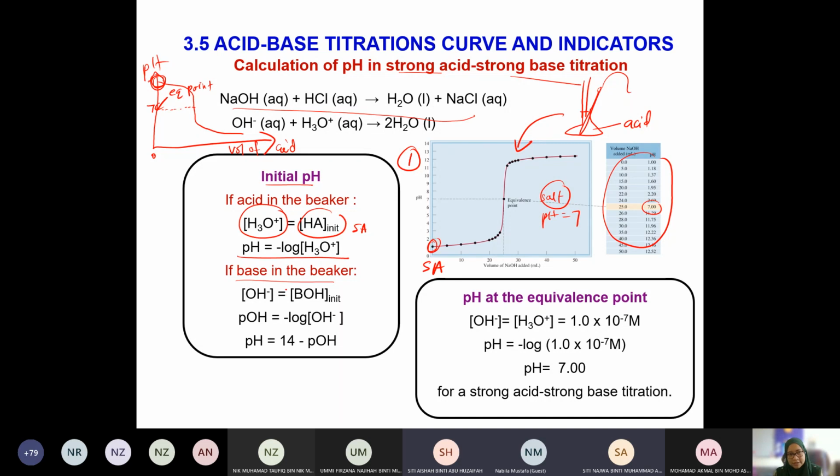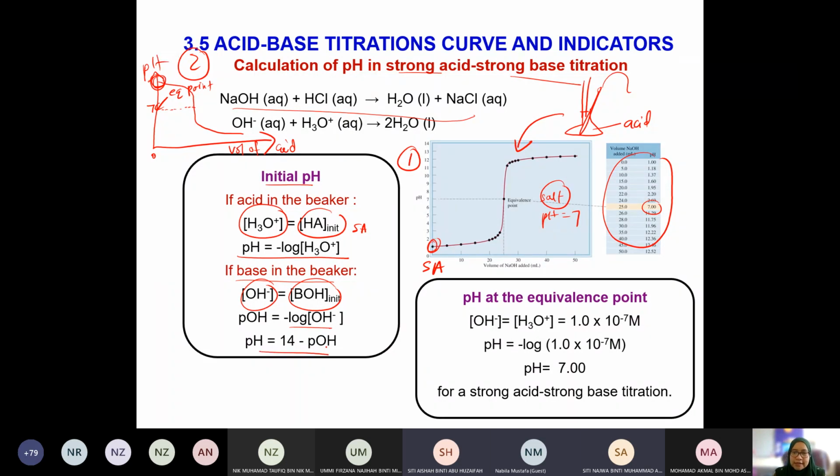Same goes to base. Kalau base is placed in the beaker, scenario number 2, initial pH would be the pH of the strong base. So we know that the concentration of OH- will be the same as the initial concentration of the strong base. Sebab apa? Sebab dia fully dissociate. So you can simply use the value of the concentration of the base, masukkan dalam pOH tu, and then dapatkan the pH. So that's the plan lah.